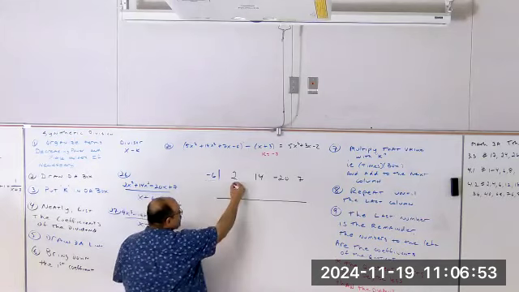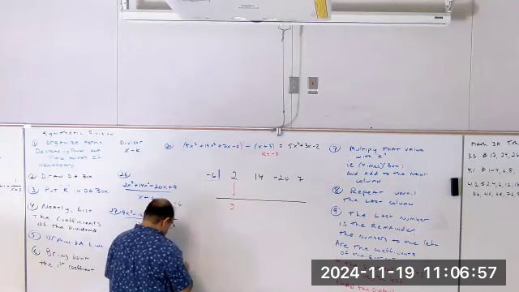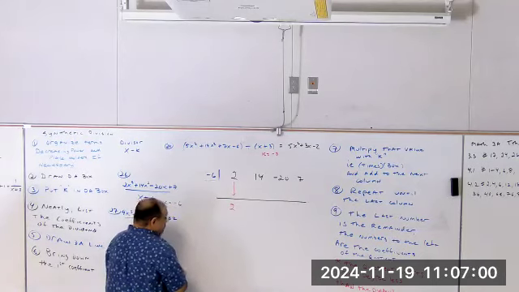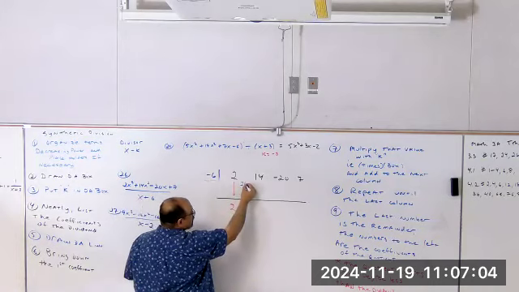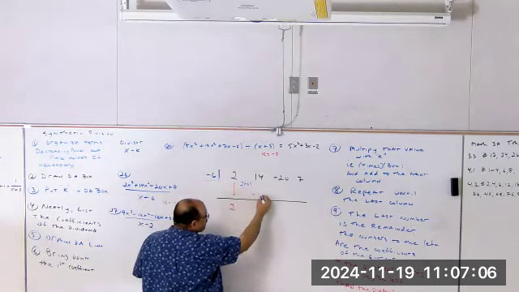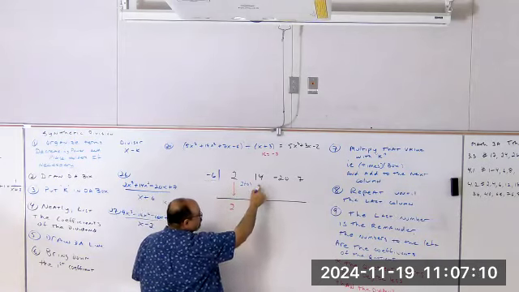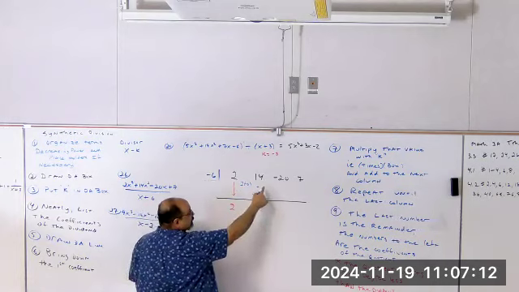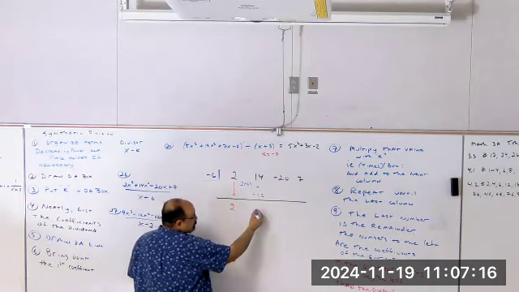Bring down that first one, bring down the 2. Now we're going to multiply. 2 times -6 is -12. And now you're going to add 14 plus -12. Basically, 14 minus 12 is 2.